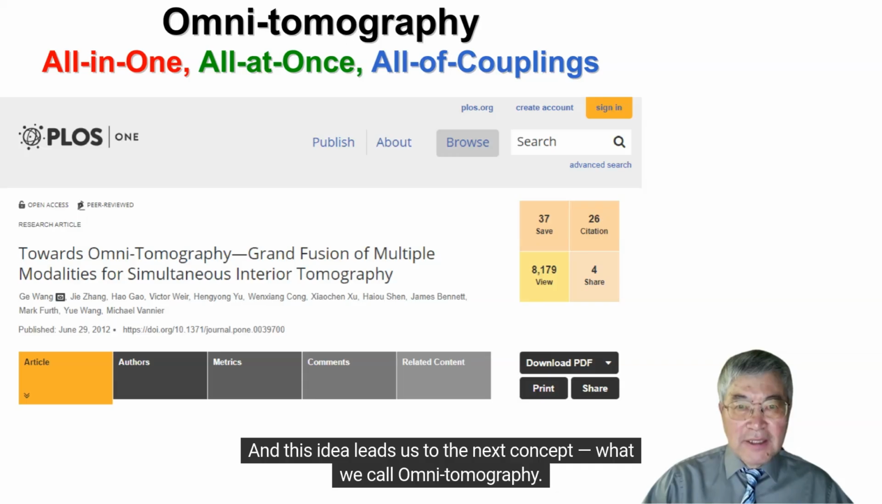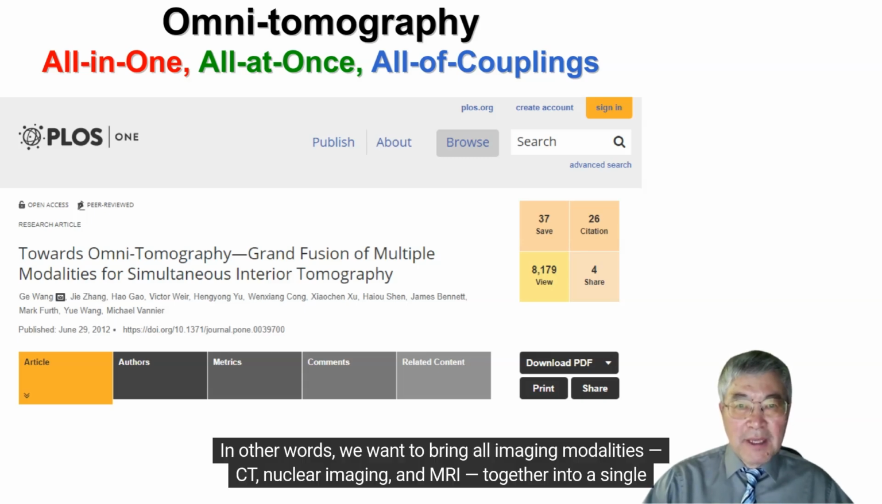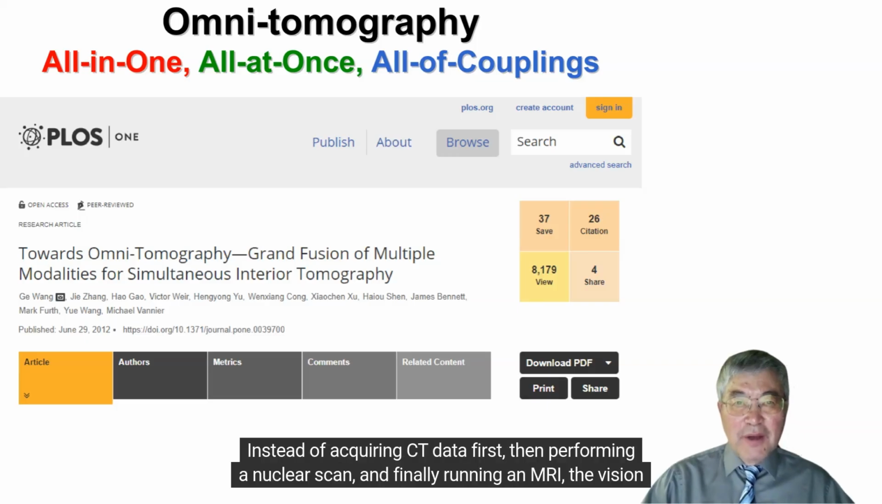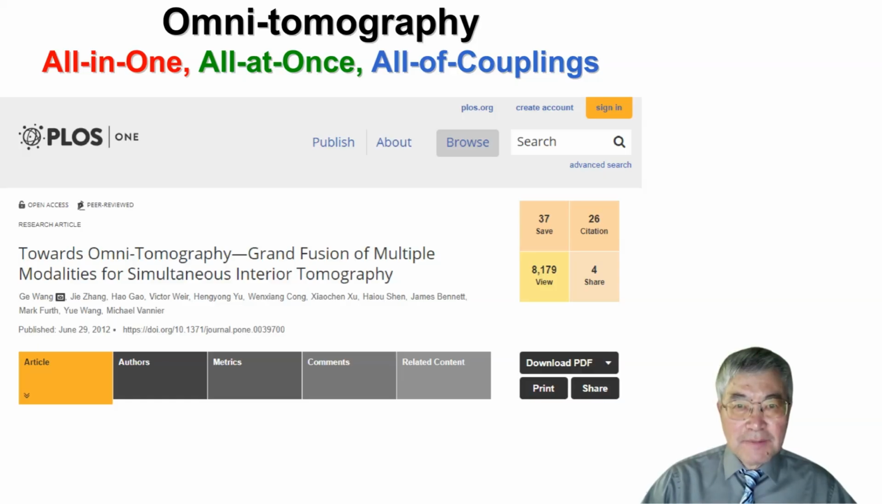And this idea leads us to the next concept, what we call omnitomography. Omnitomography means all-in-one, all at once, and all of couplings. In other words, we want to bring all imaging modalities, CT, nuclear imaging, and MRI, together into a single integrated system. Instead of acquiring CT data first, then performing a nuclear scan, and finally running an MRI, the vision is to acquire all the information simultaneously within one coordinated scan.